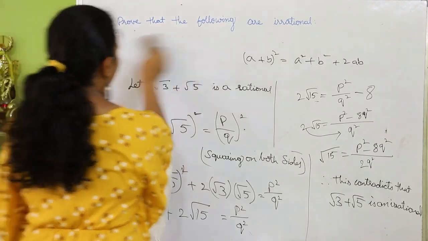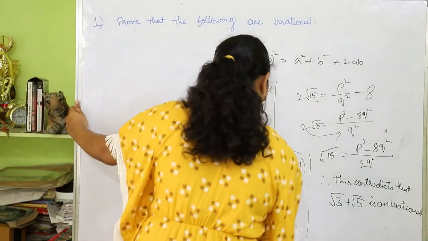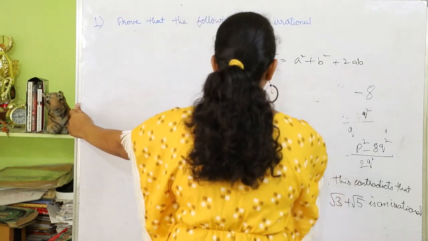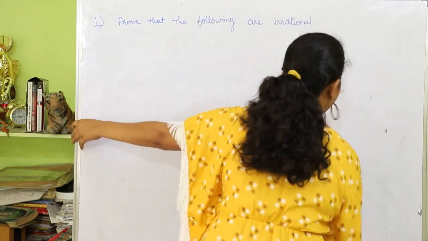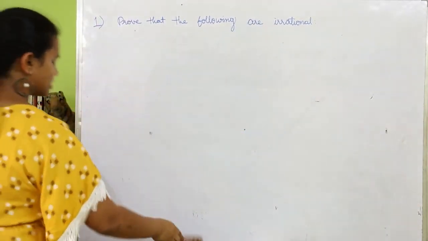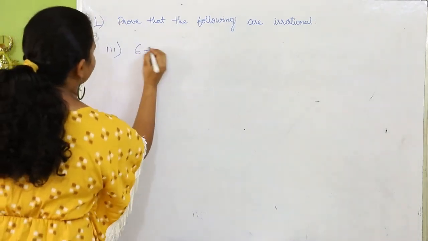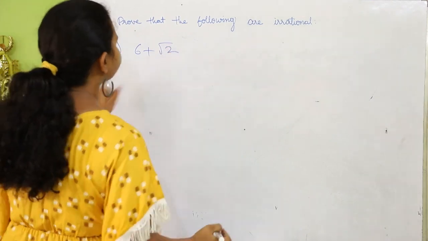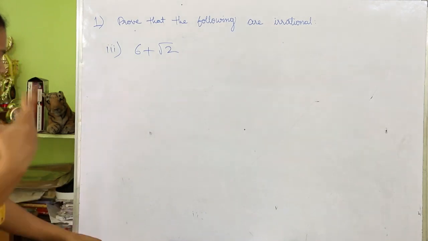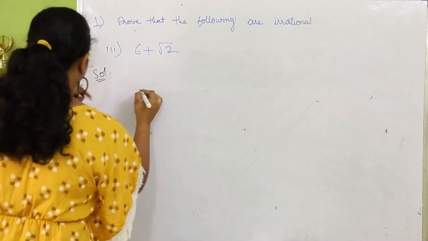6 plus root 2. Let it be the third question. 6 plus root 2, guys, where we prove that the following are irrational. So the next question, the third one, is to prove that 6 plus root 2 is an irrational number. Now what would you do? Again go for the previous steps that we have taken.